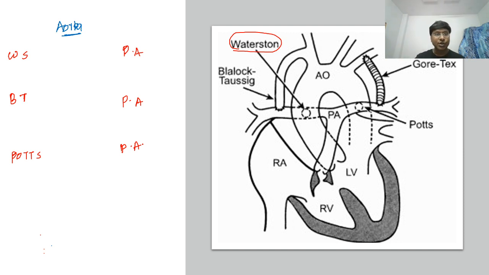Okay. So, you take water shunt. What did I tell you? We drink water by ascending our hand upwards. So, just remember, water shunt is between the ascending aorta and pulmonary artery. Ascending aorta and pulmonary artery. All right.